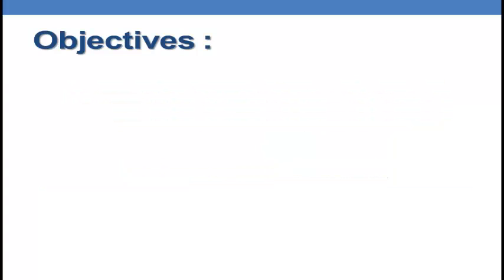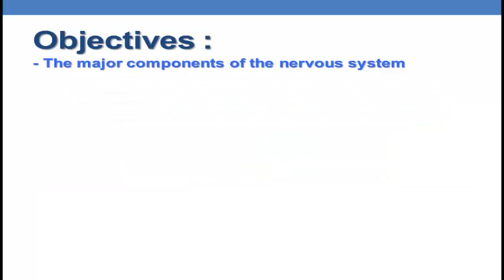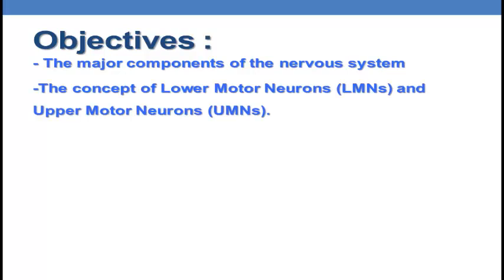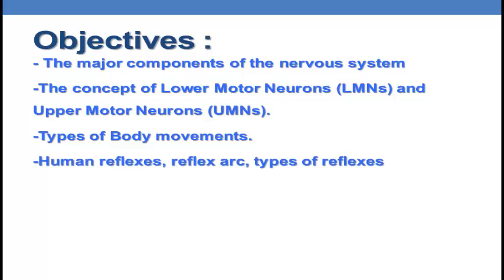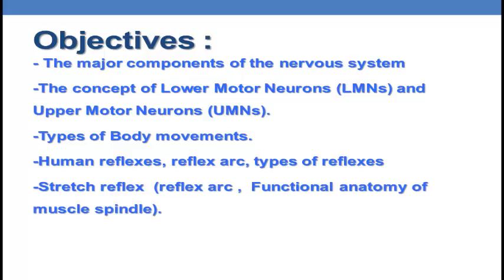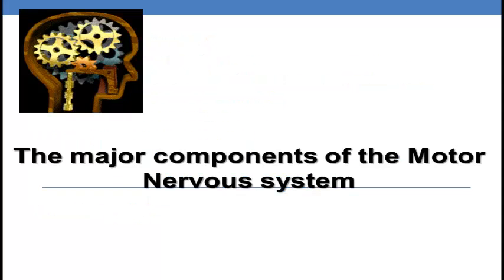The objectives of this lecture are to know the major components of the nervous system, to understand the concept of lower motor neurons and upper motor neurons, to identify types of body movements, and to define human reflexes, reflex arc, and to know the types of reflexes, to know what is meant by stretch reflex and what makes it unique. We should know about stretch reflex, reflex arc, and functional anatomy of the muscle spindles.